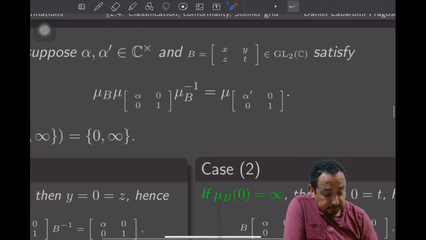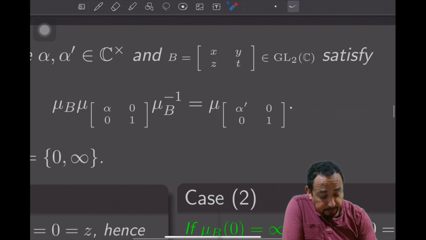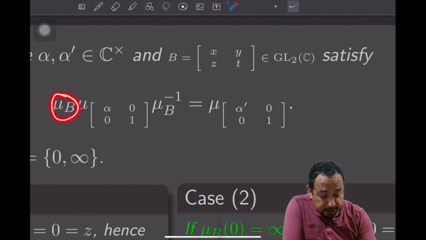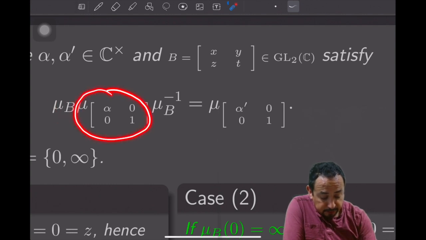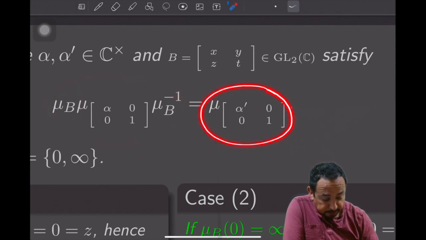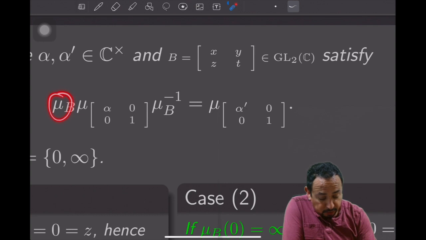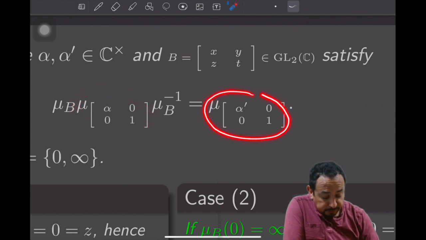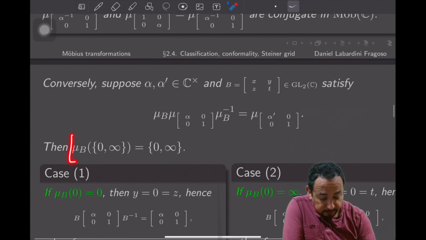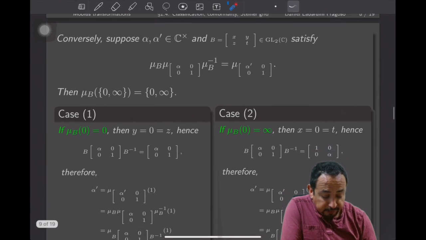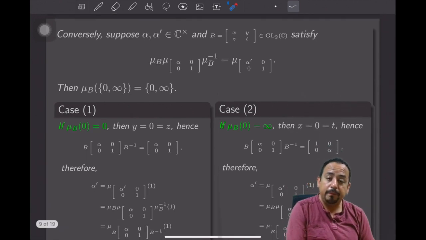Now notice this. Since I'm conjugating, what I can say is that mu B of the fixed points of this one are the fixed points of this one. So mu B of the fixed points of these ones, which are 0 and infinity, is equal to the fixed points of this one, which are 0 and infinity. That's exactly what I'm saying here. Right? So the set {0, infinity} is preserved by mu of B.